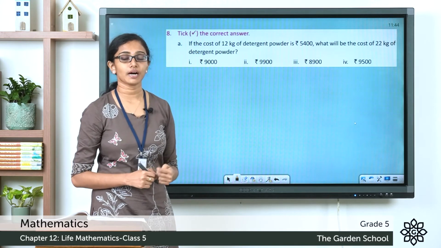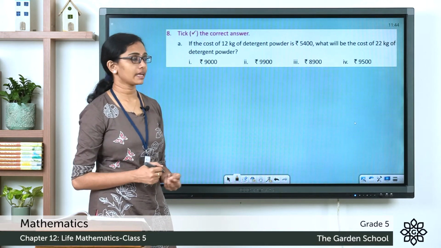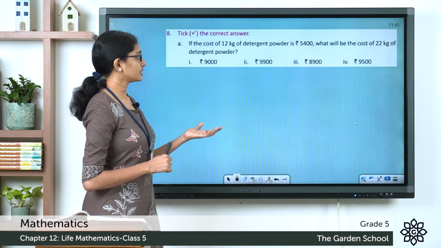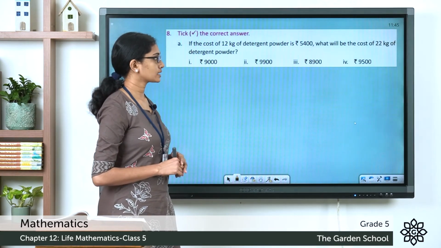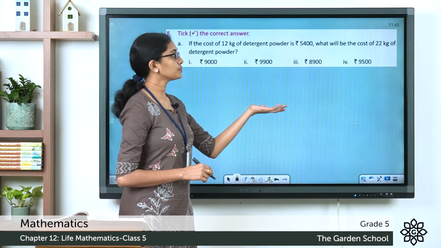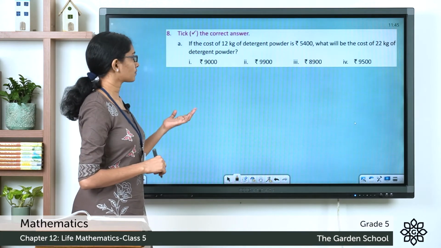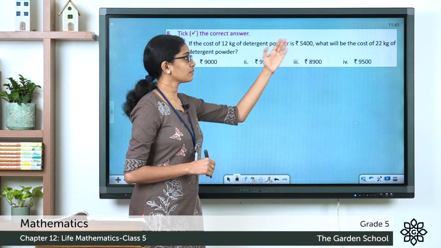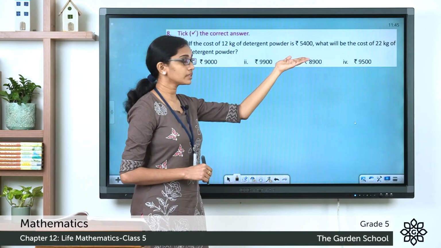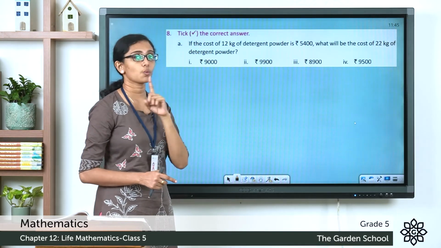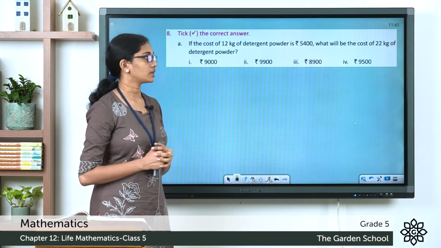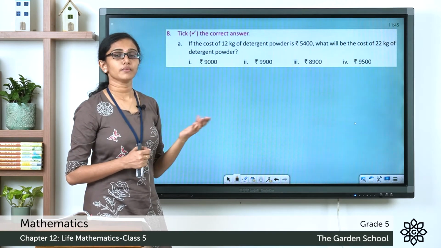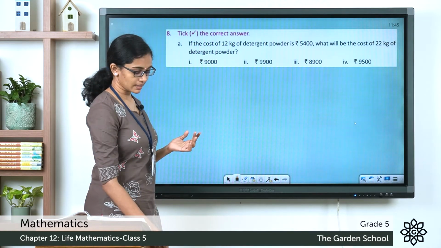This question has two parts, part A and B. Let's see part A now. Tick the correct answer. If the cost of 12 kg of detergent powder is rupees 5,400, what will be the cost of 22 kg of detergent powder? So how do we find it? The cost of 12 kg of detergent is given. So from this, we can find out the cost of 1 kg of detergent powder, and then we can easily find out the cost of 22 kg of detergent powder. So let's see the steps.